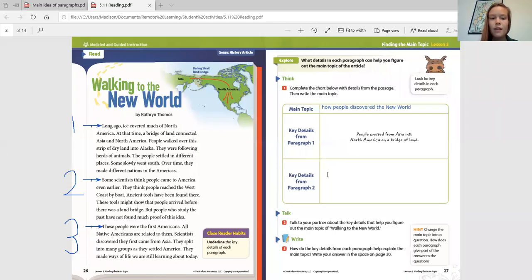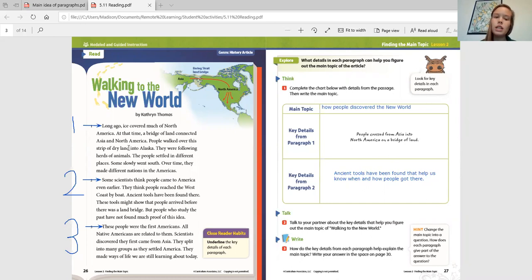Okay, so if I was going to say a key detail from this, I'm going to say that ancient tools have been found that help us know when and how people got there. So I thought that that was a key detail, that we can find ancient tools about them.